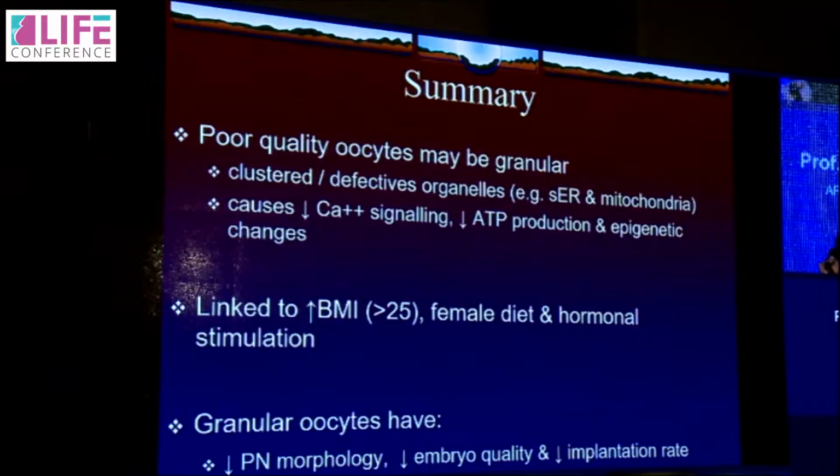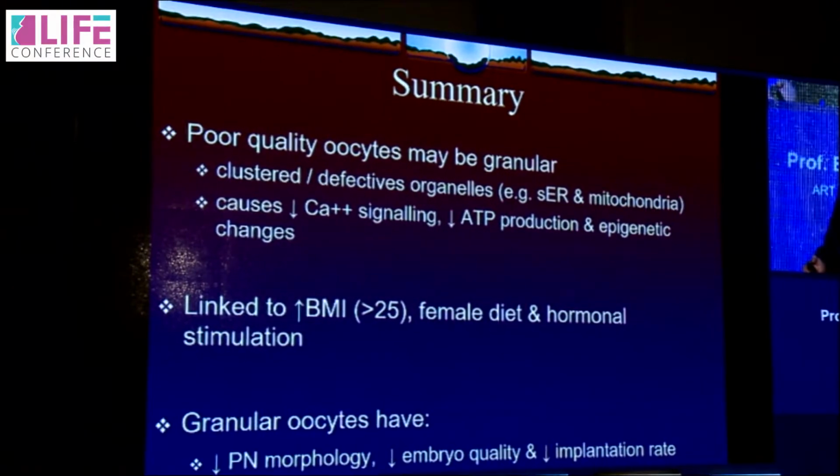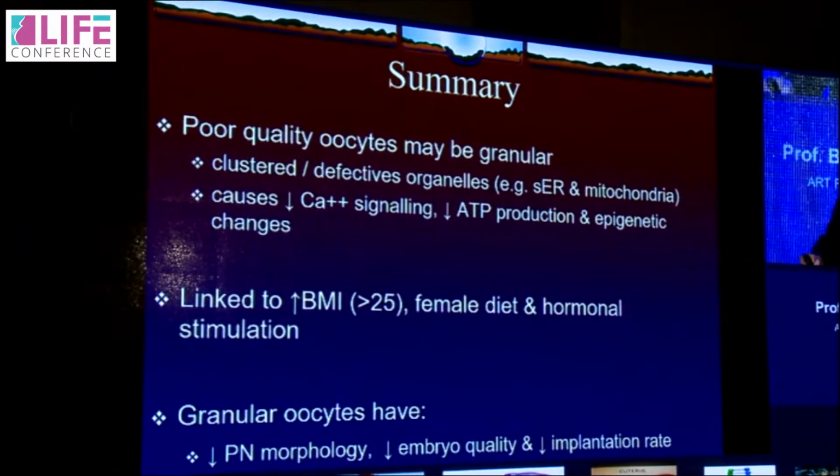In actual fact, we didn't freeze that oocyte either. So, in summary for this talk, poor quality oocytes can be linked to granularity. Granularity is linked to clustered and defective organelles, such as smooth endoplasmic reticulum and mitochondria. Granularity and poor oocytes have poor calcium signaling and poor ATP production, and this can lead to epigenetic changes. It's linked to a higher BMI, and it can also be linked to the female diet and to the type of hormonal stimulation that you give these ladies. Granular oocytes have poor PN morphology generally, poorer embryo quality, and a poorer implantation rate.